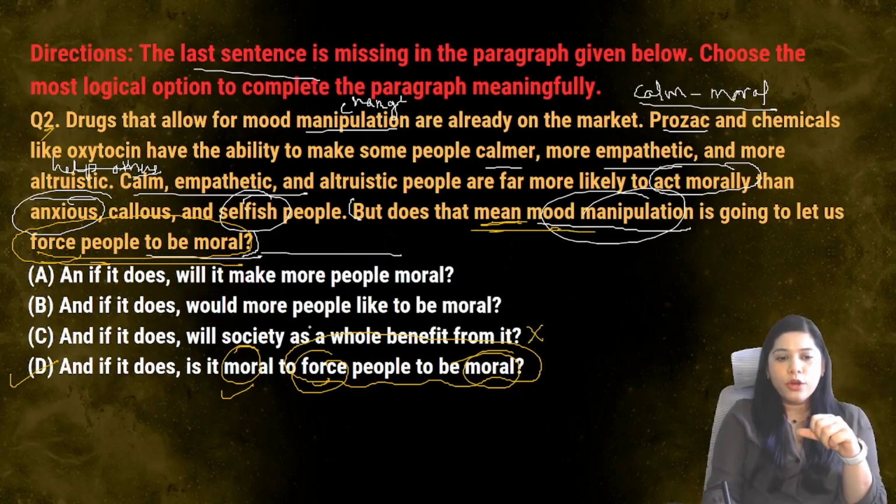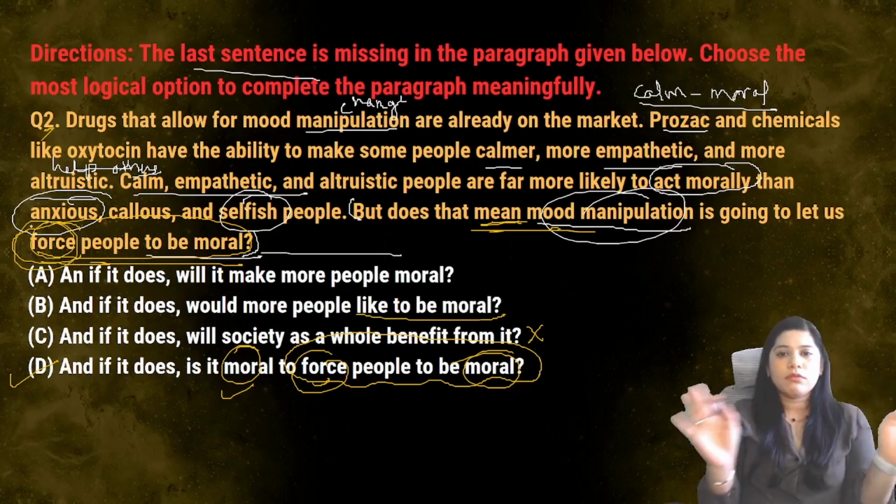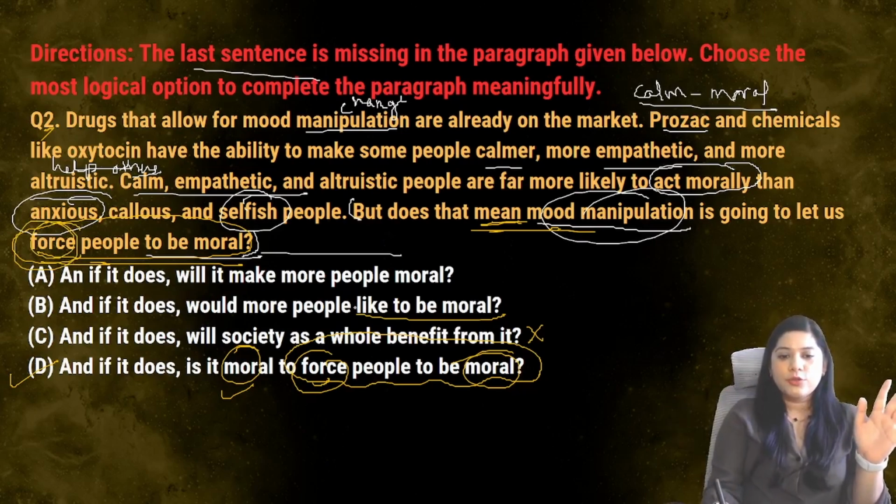Option B, would more people like to be moral? Again, whether people like to be moral or not, we cannot ask that, because the last line itself says we are going to force people. So forcing, right? If they would have thought about it, then why would we say forcing? Isn't it that this word we will not use in the main question?